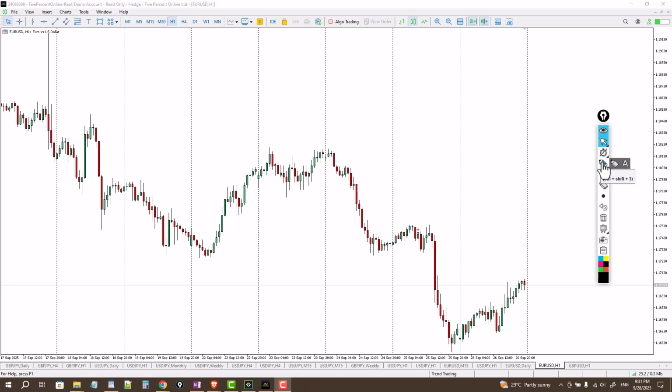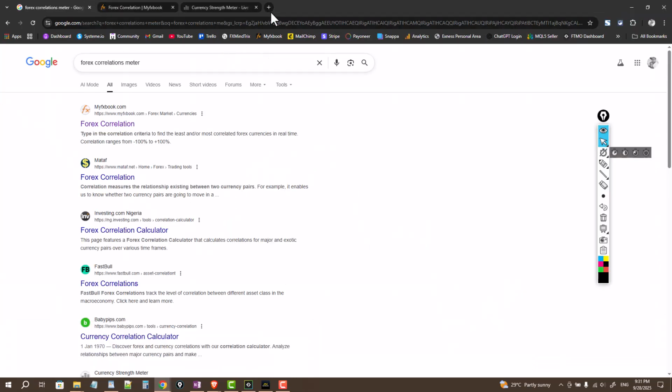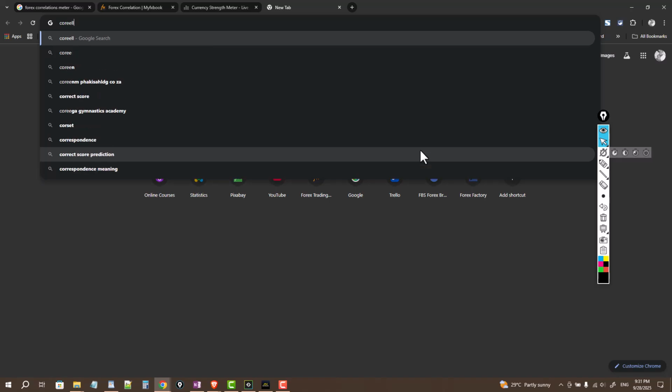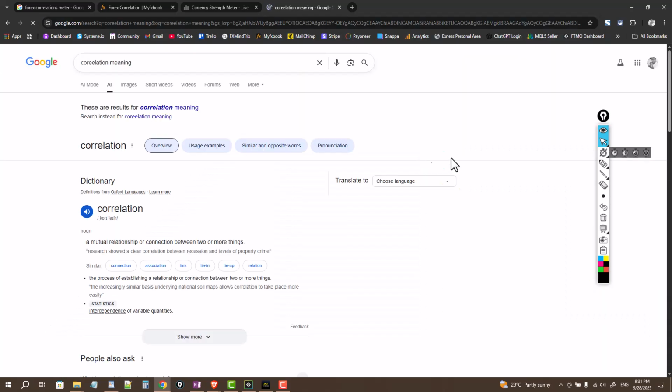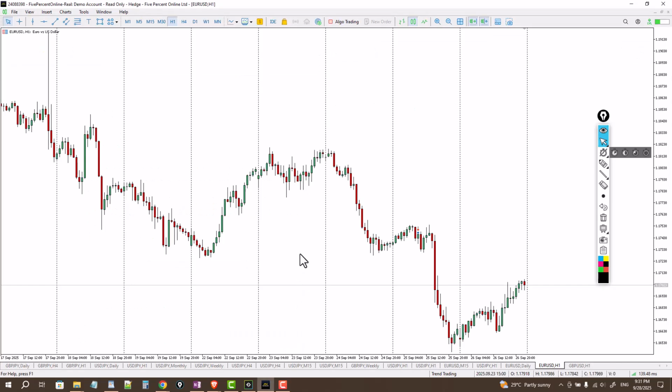Let me quickly do a Google search here. Let's look for the meaning of the word correlation, because it's an English word. So, correlation meaning. Correlation is a mutual relationship or connection between two or more things. I want you to bear this in mind while we go back to MetaTrader. When we're talking about correlations in Forex, this refers to the relationship between currency pairs.